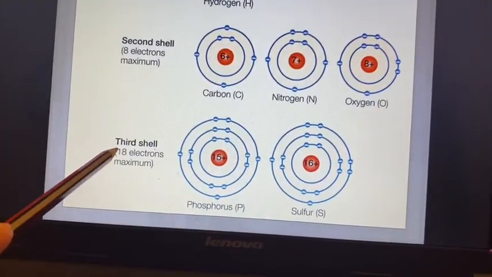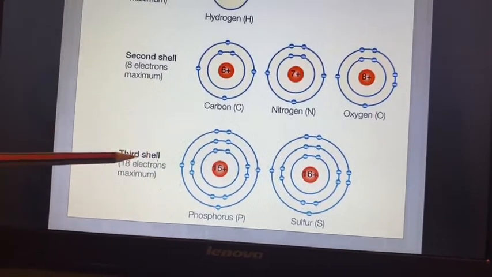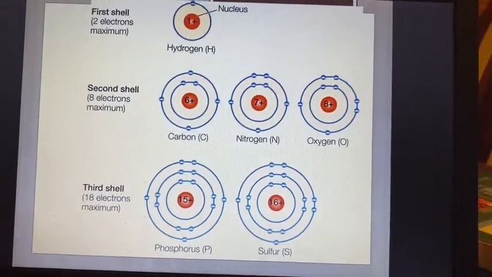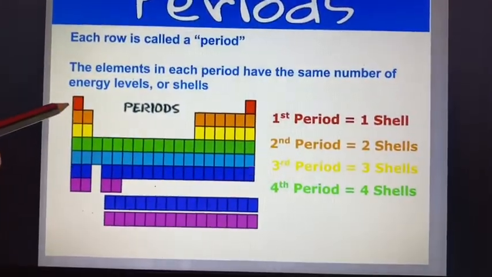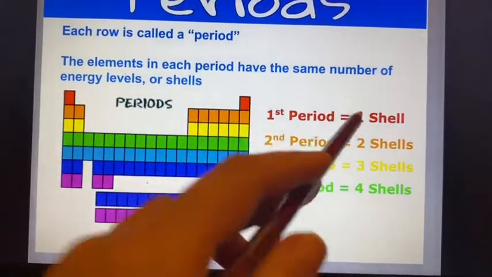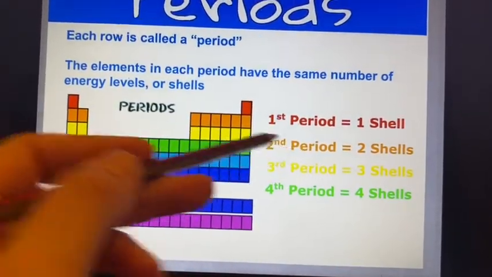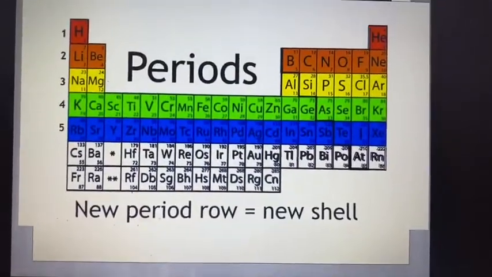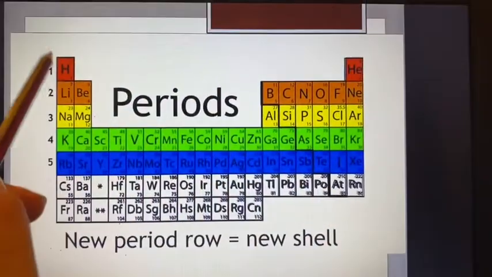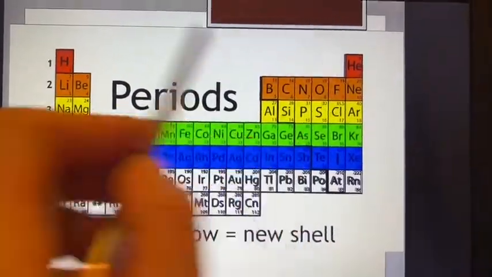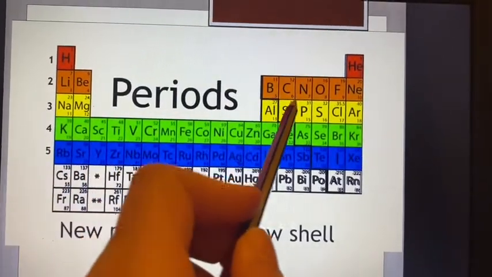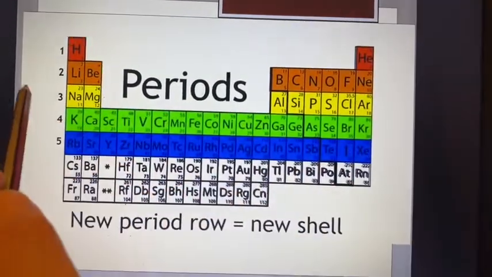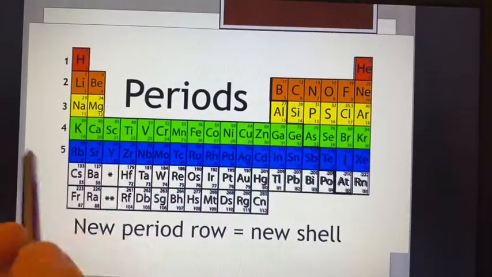In the third period, they have 3 shells. Okay, so it's here. Period number 1 means 1 shell. Period number 2, 2 shells. Number 3, 3 shells. Number 4, 4 shells, and so on. Helium and hydrogen are in the same period. Lithium, beryllium, boron, carbon, nitrogen, oxygen, fluorine, and neon are in the same period. Then period number 3, 4, and 5, and so on.